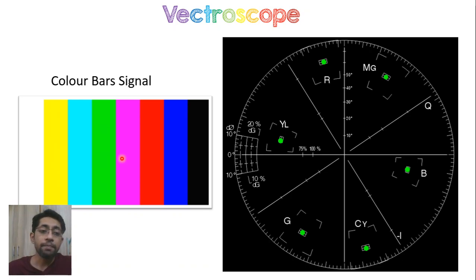So if you apply the color bar signal onto the vectroscope, it will display the vector for each color present in the color signal. Here you can see that 8 colors are present, but only 6 dots are produced. Out of these 8 different colors, the first one is white and the last one is black. White and black are nothing but intensities, that is, absence of color. So that's why out of these 8, only 6 are displayed and the rest of the 2 are only intensities.